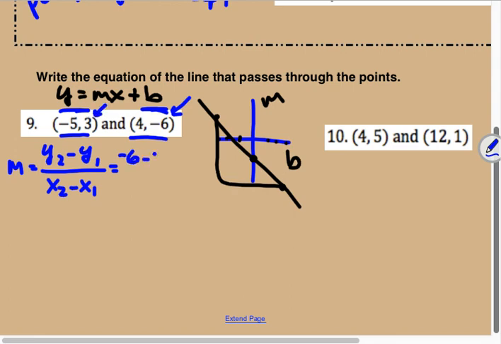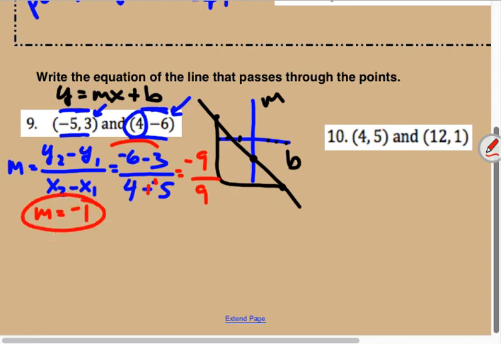So I'm negative 6 minus 3 all over the x's. 4, that's my x sub 2, minus negative 5. So being careful with your negatives here now. The top here, negative 6 minus 3, that's negative 9 over. Minus the negative is plus a positive, so that's going to be positive 9. So it looks like my slope is equal to negative 9 divided by 9. You can just write it as negative 1. A lot of people would say negative 1 over positive 1, but if you can reduce it down, it makes working this out a little bit easier.